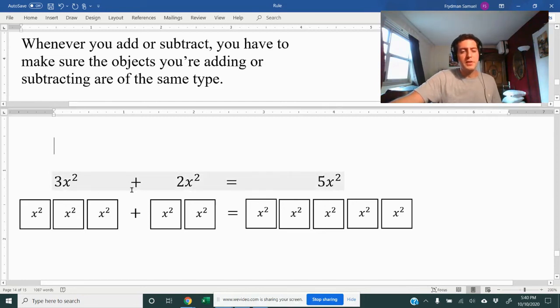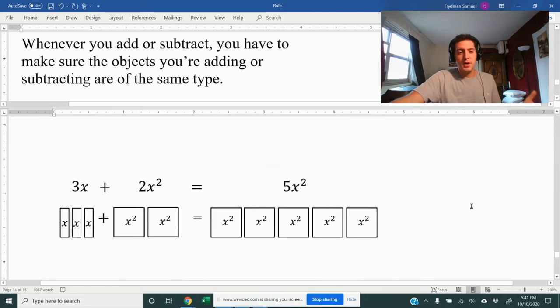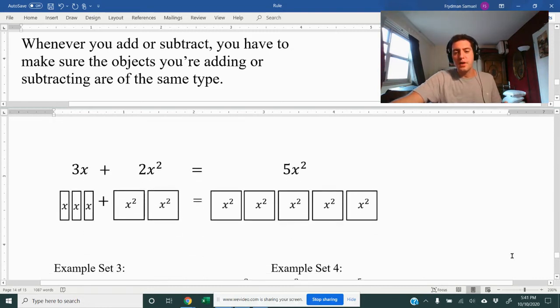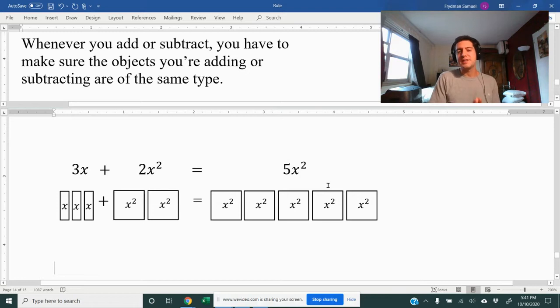So 3x squared plus 2x squared equals 5x squared. That makes sense from these pictures because if I have 3 squares and I add 2 more squares, then I have 5 squares. Fine, right? No problem. But this one over here, if we try doing 3x plus 2x squared, so we're adding 3 bars to 2 squares, we do not end up with 5 squares. So this over here, 3x plus 2x squared equals 5x squared, this does not make sense.